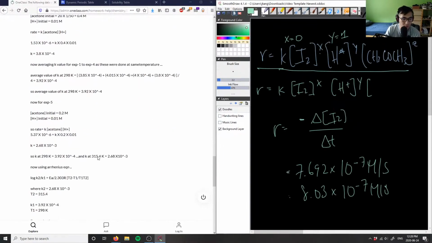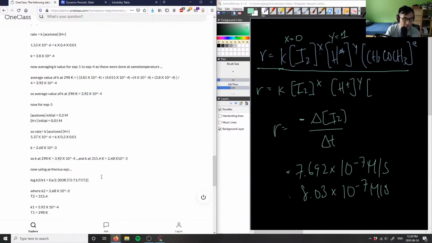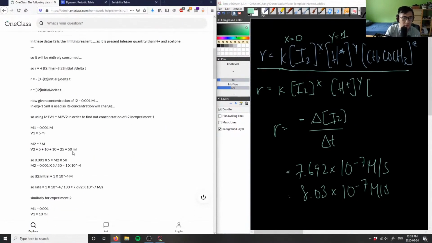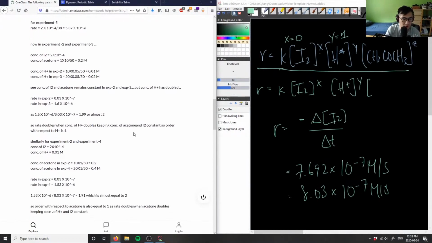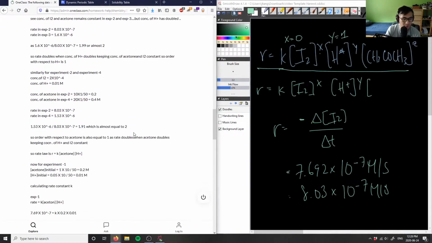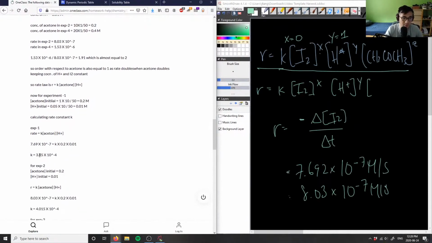So let's see here. They solved for activation energy. I don't know why they did that. I think they're just solving for x, y, and z here, so that's probably not good here. But they did solve for experiment 1. They did solve for the rate here, and so it says here.